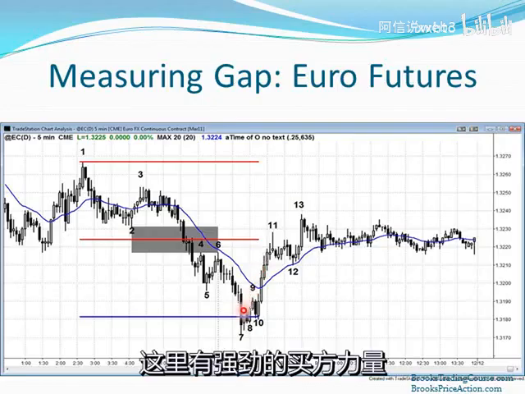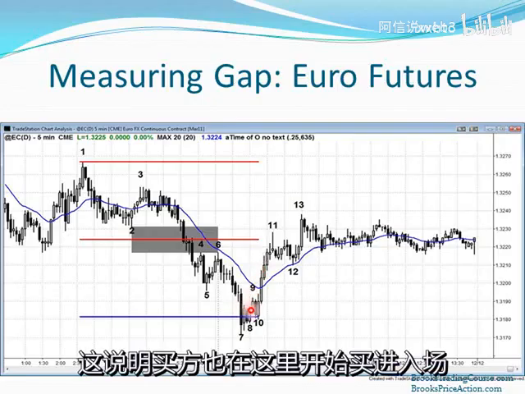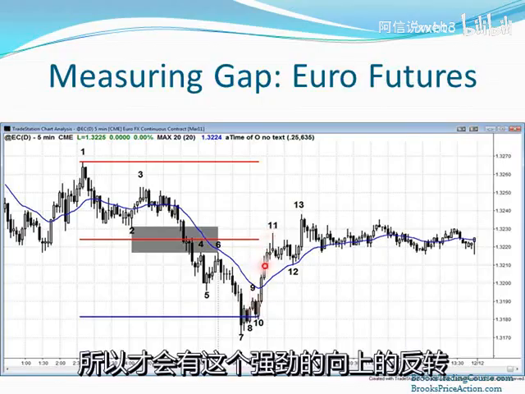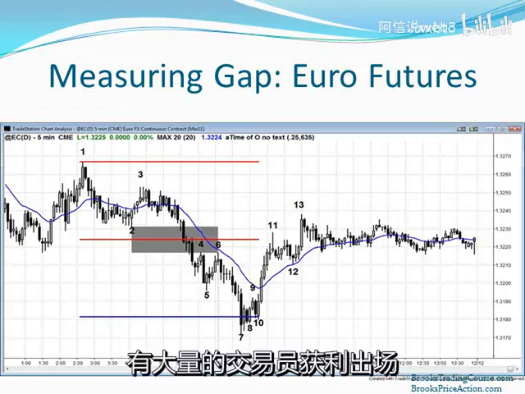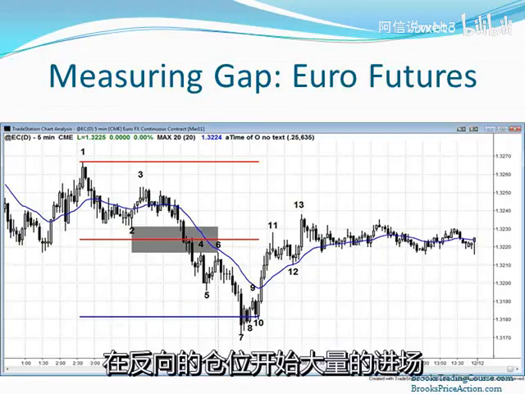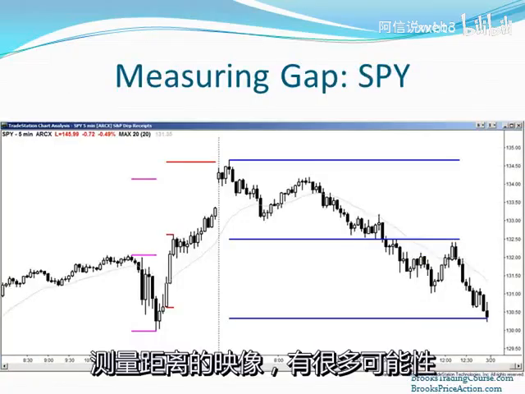So traders took profits here, and we had pretty good buying pressure. And that tells you that probably bulls were buying as well, and that's what we can tell certainly from the strong reversal up. So traders take profits at measured move targets, and you also have traders taking positions in the opposite direction. There are often many possibilities for measured move projections.